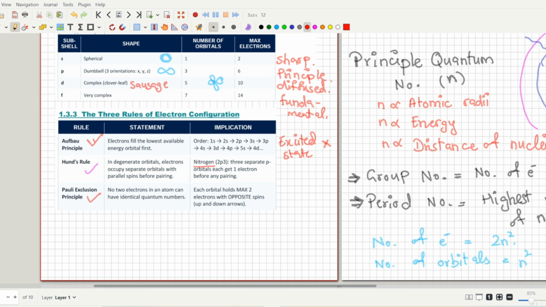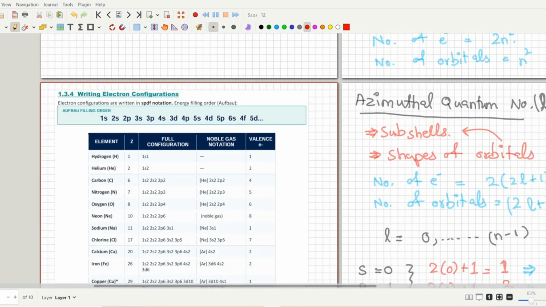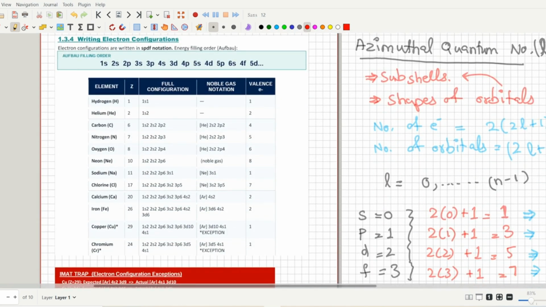One should have the arrow in the upward direction and one should have the arrow in the downward direction. So I think we just connected all the properties of electrons with all the quantum numbers and we made it really simple for you. So let's write down the electronic configuration for some atoms.